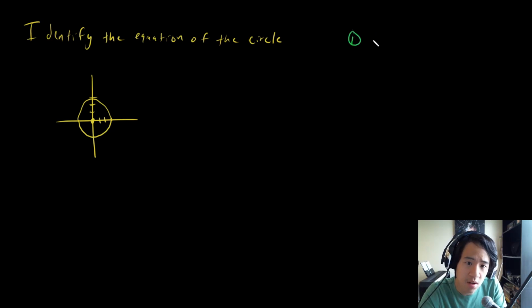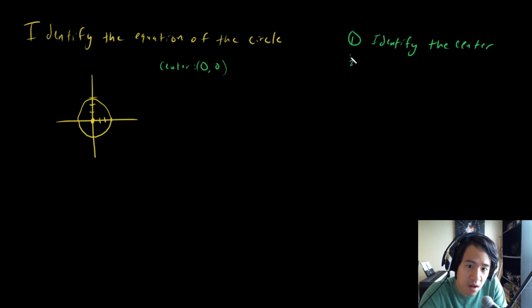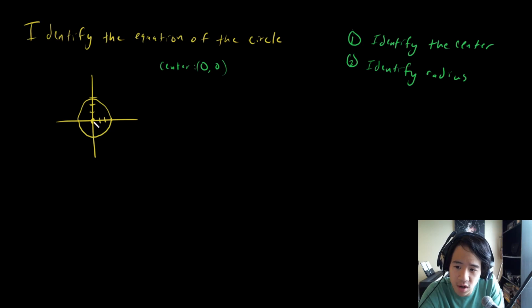So here's step one. We're going to identify the center. So in this case, the center is 0, 0. It's the origin. So we're just going to write that down. And then you need to identify the radius. So what you're going to want to do is take the center and count how far the circle is away from it. So in this case, we have 1, 2, 3 units. So our radius is 3.